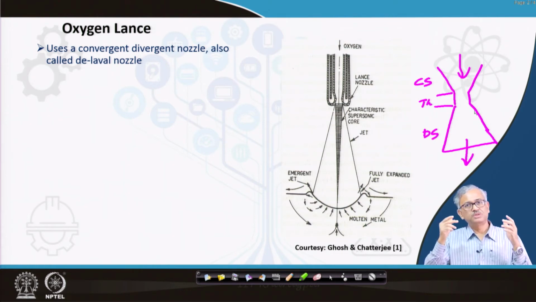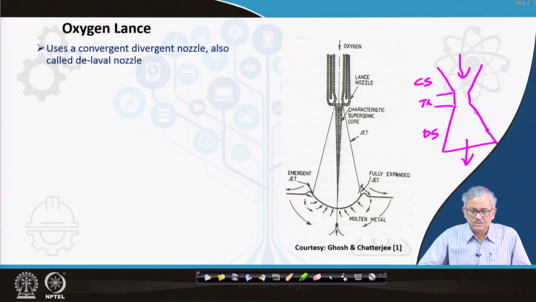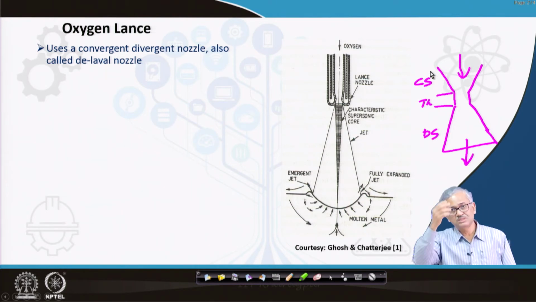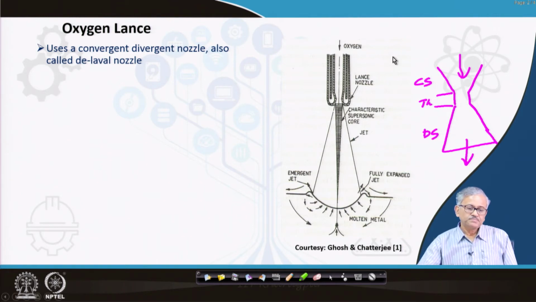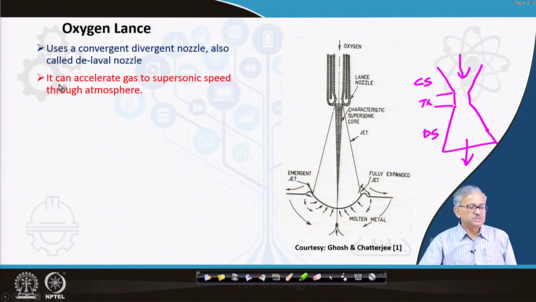As a result, shock wave generation is not possible here, so your energy distribution is not there. But if you want to produce the oxygen jet through a cylindrical nozzle, the oxygen will come out at a very high pressure, and it will dissipate energy by shock wave generation. So this is the thing: it can accelerate the gas to a supersonic speed through the atmosphere. That is the most important advantage of using this convergent divergent nozzle.